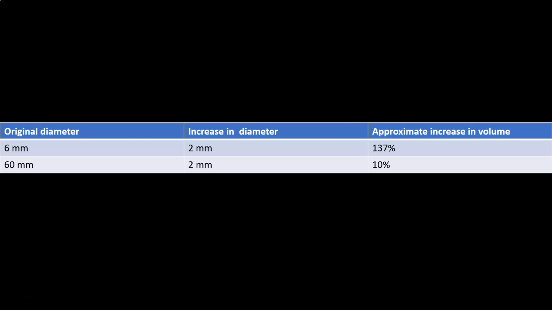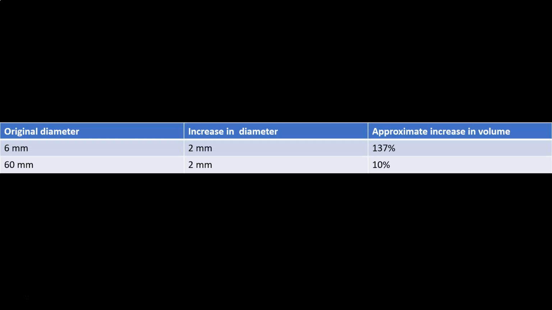The 2 mm increase in diameter of the small lesion will result in a 137% increase in volume, and you can translate this to a 137% increase in the number of malignant cells if you are dealing with malignancy, whereas the same increase in the diameter of 2 millimeters will result only in a 10% increase in the volume of the big lesion. The message here is twofold. First, don't underestimate the increase of 1 or 2 millimeters in a small lesion. This is a substantial increase in volume.